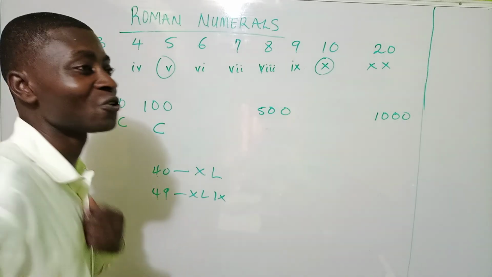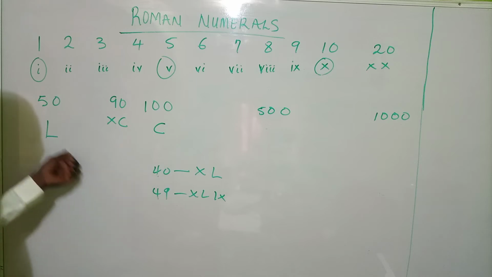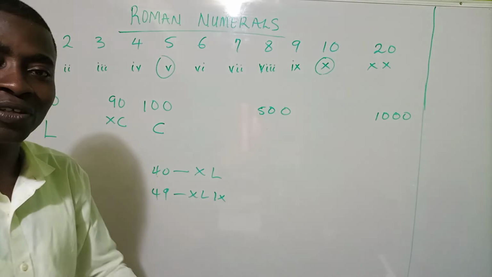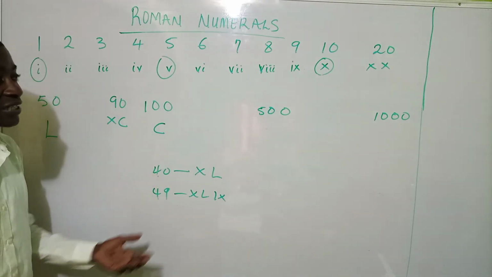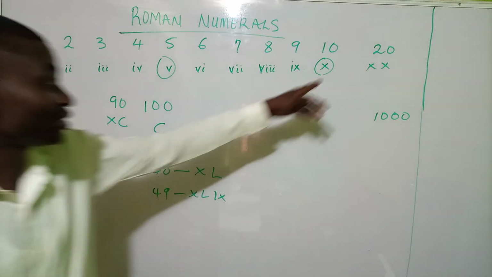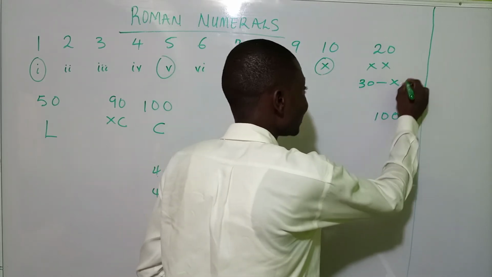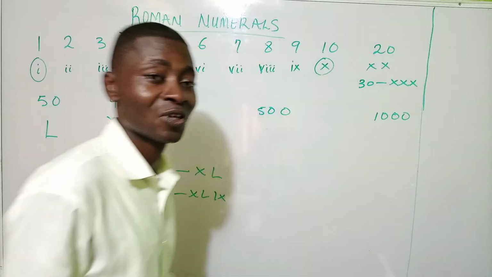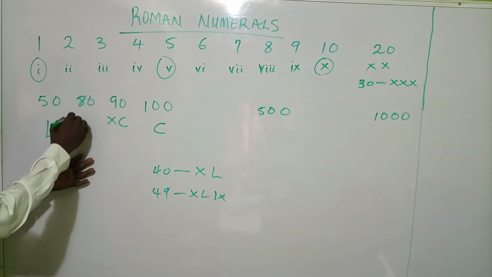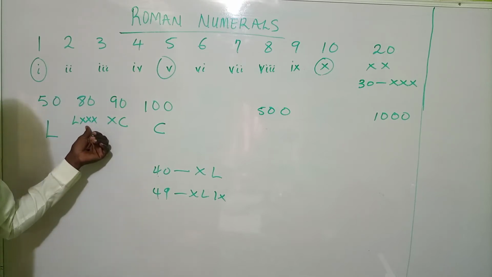Of course, I know you'll be wondering, okay, so how do I get 80? You don't need to worry about that. You know 50 already. So 80 is going to be 50 plus 30. And you know 30 to be XXX, just like 20 is XX. So 30 is XXX. So if I'm going to get 80 now, 80 will be LXXX. That means 50 plus 30.